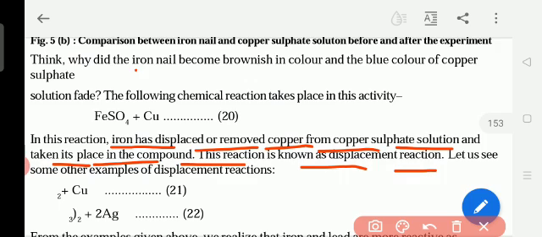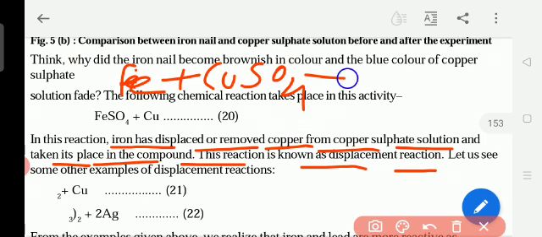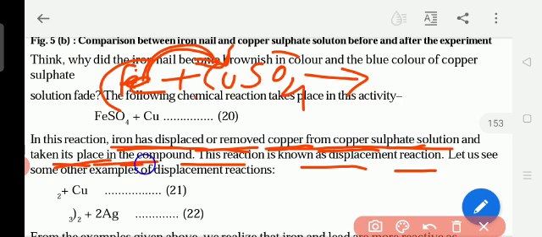For example, here you see the equation: Fe means iron, plus CuSO4, which means copper sulfate. So here Fe is coming in the place of copper. CuSO4 is a compound, Fe is an element. One element is taking the place in another compound. So iron has displaced or removed copper from the copper sulfate solution and taken its place in the compound.